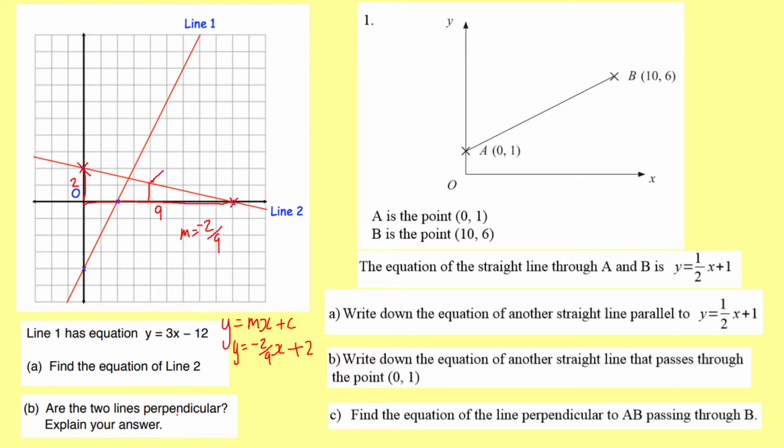Explain your answers. So, line 1, call that equation 1, m1 equals 3. So that's the gradient m1. Now, the line we find, line 2, m2, the gradient is minus 2 over 9. 3 times minus 2 over 9 does not equal minus 1, because that actually equals minus 6 over 9. So therefore not perpendicular.